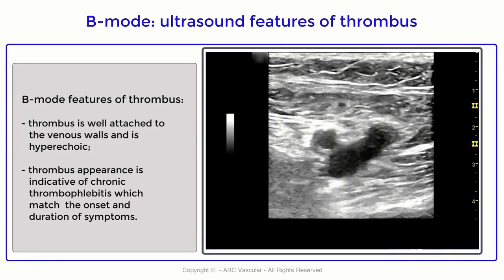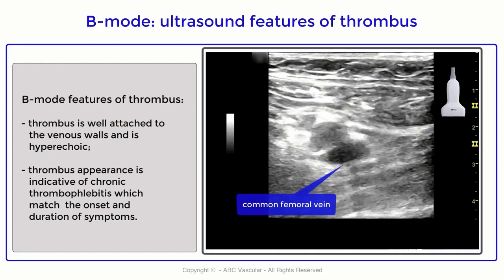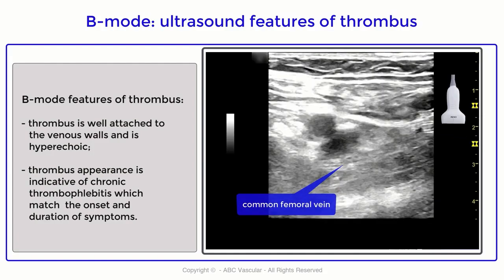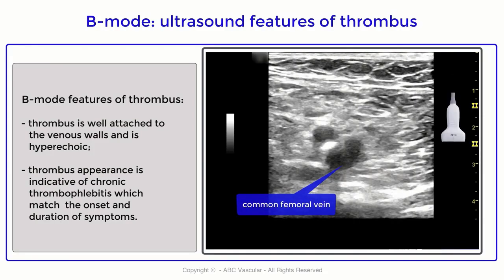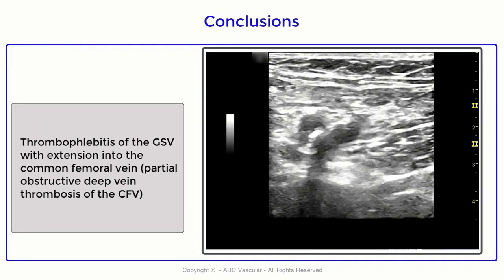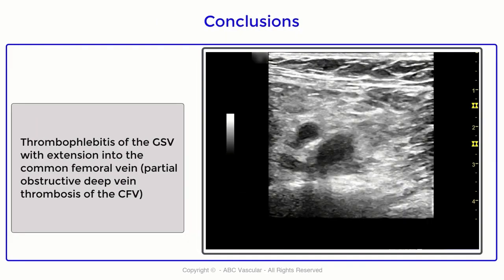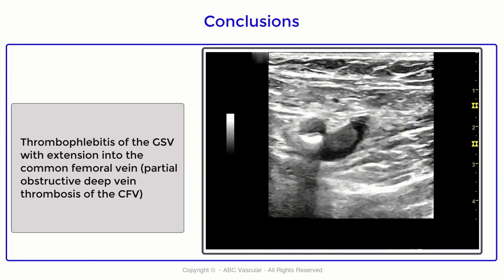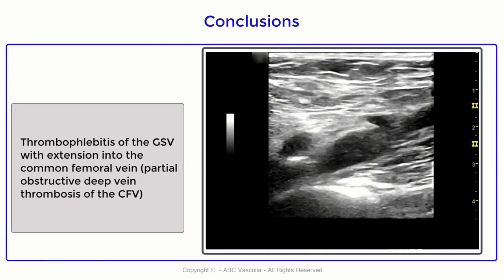The distal region of the common femoral vein was patent and compressible. The patient was therefore diagnosed with a chronic ascending thrombophlebitis of the great saphenous vein with extension into the deep venous system, causing partial obstructive deep vein thrombosis.